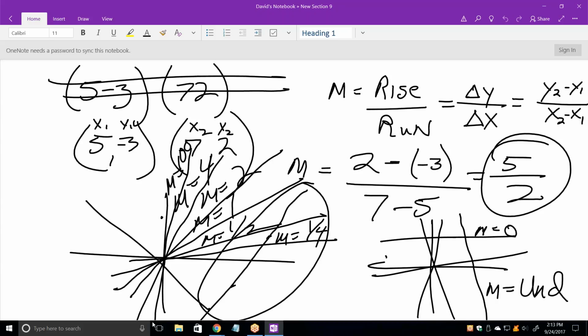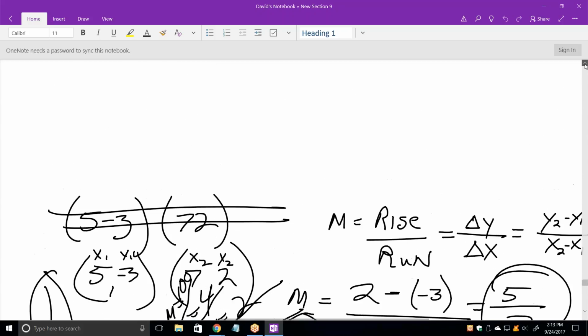They would prefer to use the word undefined rather than infinity, but understand that it's really infinity. In other words, it's huge. Most people make the mistake of saying that's a 0 slope and that's a 0 slope. Well, the vertical line is not a 0 slope. That is an infinitely large slope. That's so far away from 0 on the number line. So there's a huge difference between 0 and undefined.